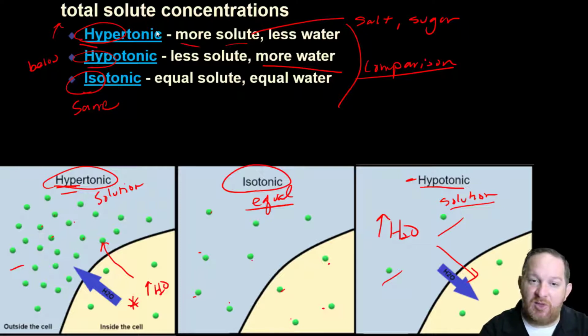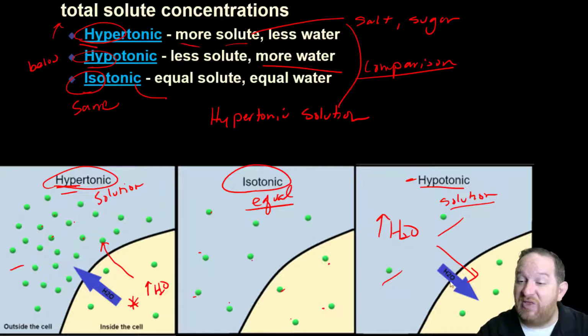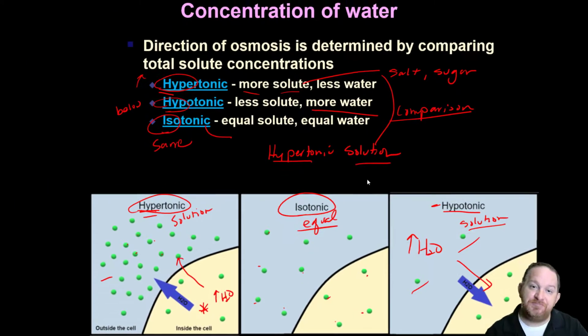Don't just throw around the word hypertonic, hypotonic, unless you put another word after it. So you would say hypertonic solution. Or you might say the cell is hypertonic to the solution. Just make sure you're being really specific when you use these terms.